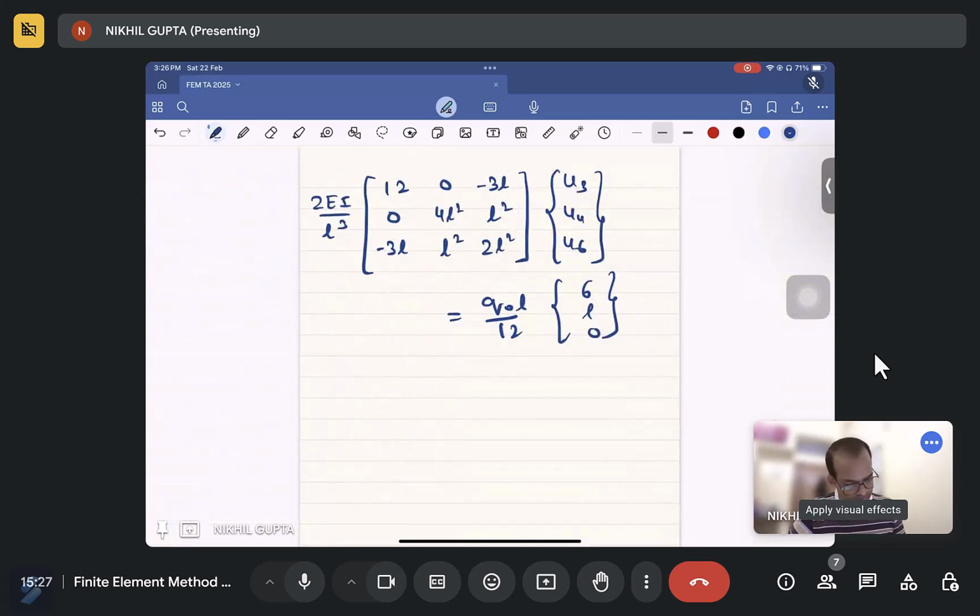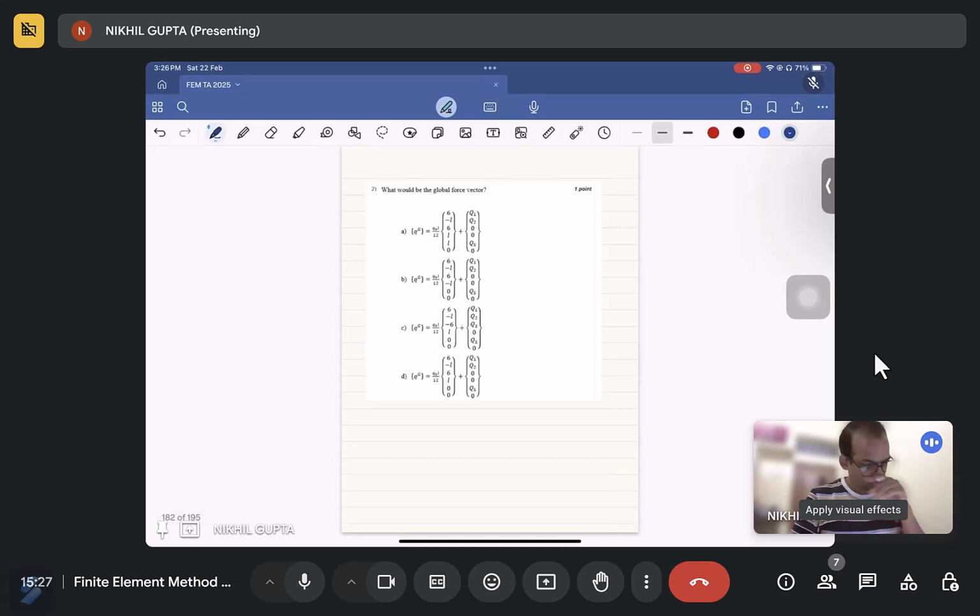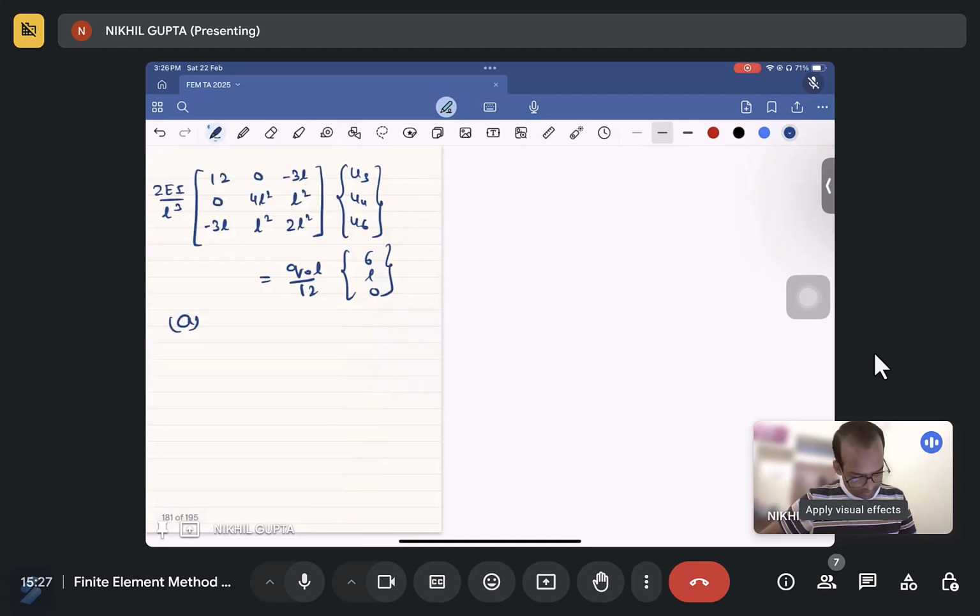Okay, so the answer is A. Let's go to question number 2 now. It's the connected question. You have to find out which would be the global force vector. I think we have computed it in this problem itself.